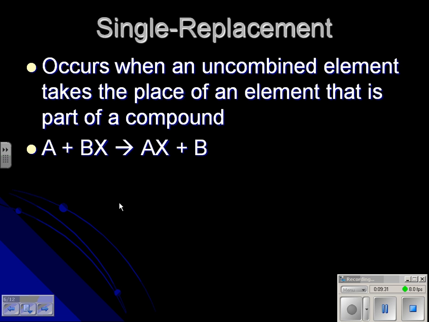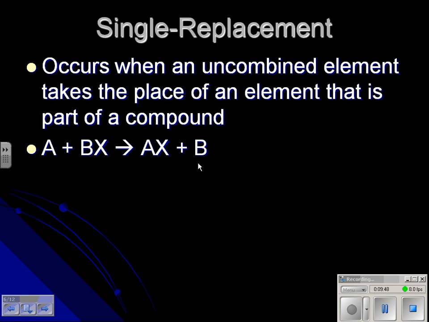So it looks something like this. So here's your uncombined element, okay, and here's your elements that are in a compound. So what's going to happen is A is going to come in and bump B out. So A bumps B out. Notice that A is with X now, and B is all by itself.